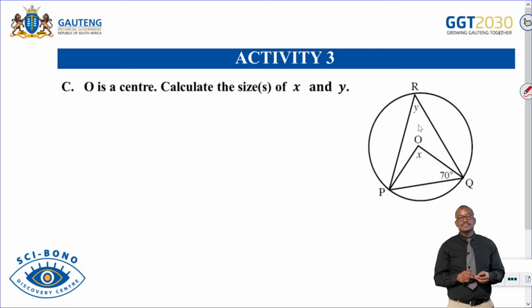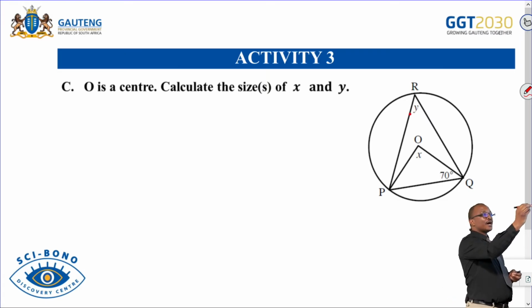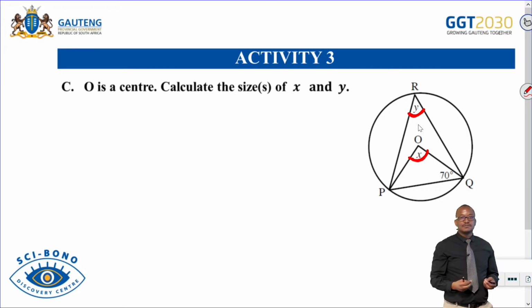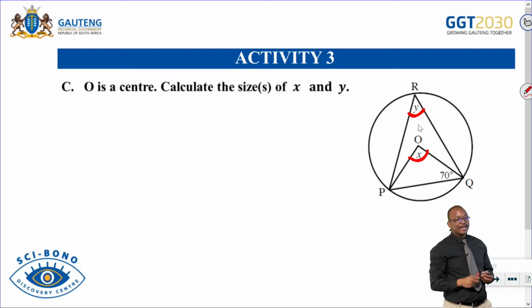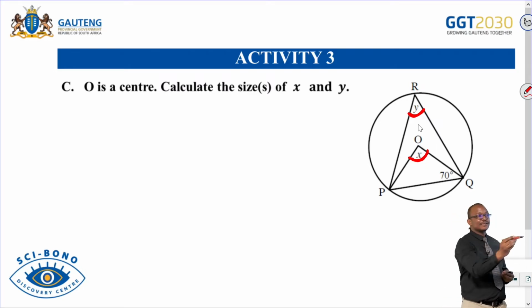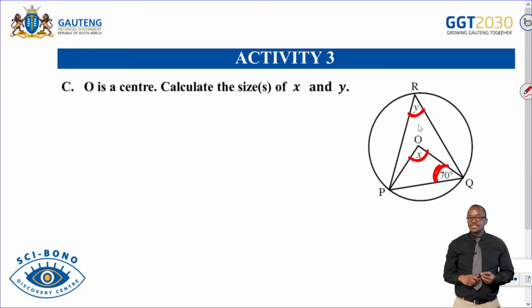So O is the center of the circle. Calculate the sizes of x and y. You can see that now I have the unknown at x and the unknown at y. Correct? But I have to get the size of x and the size of y. But now, what is given? Angle Q is given inside the circle. I mean the triangle PQO.